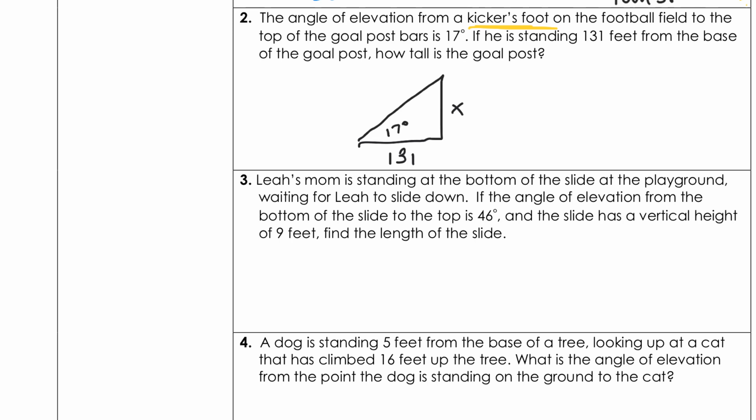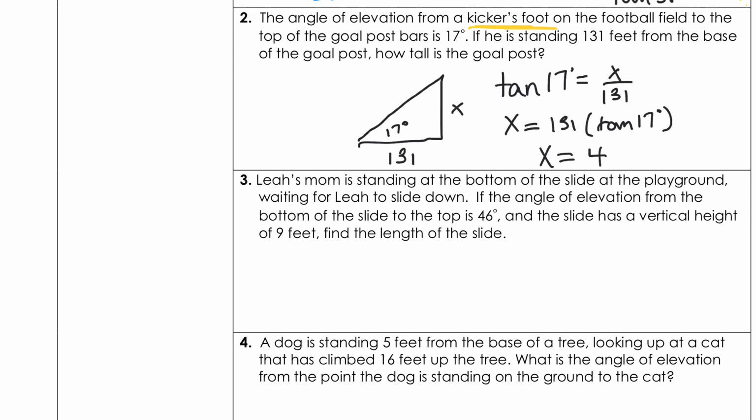Once again, opposite over adjacent. So we are looking at the tangent of 17 degrees is equal to x over 131. So x equals 131 times the tangent of 17 degrees. Plugging that into our calculator, tangent 17 times 131 gives us approximately 40.1 feet. So the goalpost is approximately 40.1 feet tall.